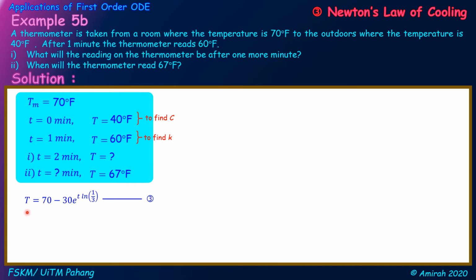From the previous slide, we get T equals 70 minus 30 e to the power of t ln 1 over 3, and we name it equation 3. Then we can answer question number 1. We substitute t equals 2 minutes, then we can find the temperature. We substitute t equals 2 minutes into equation 3. So from equation 3 here, we substitute t equals 2 minutes.